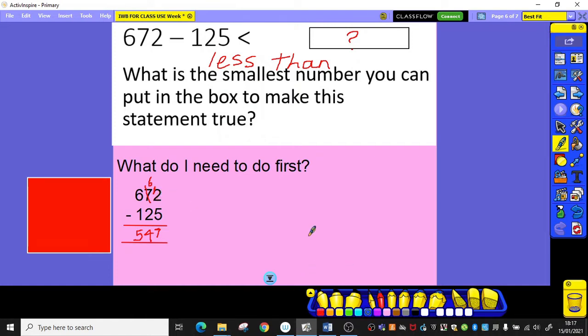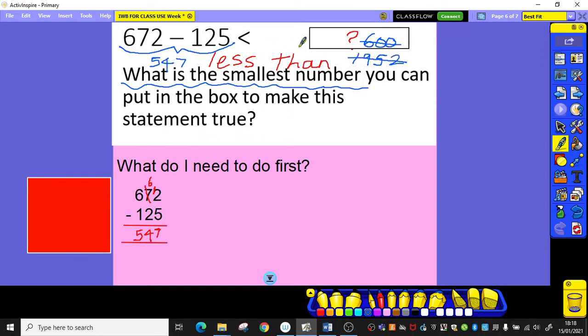So now I know that this side is worth 547. If I read this statement then, it says 547 is less than what number? Well, I could choose all sorts of numbers. 600 is definitely less than that. 1,952 is definitely less than that. But hold on a second. It actually says, what is the smallest number that I can put into the box? I don't think either of those are the smallest numbers.